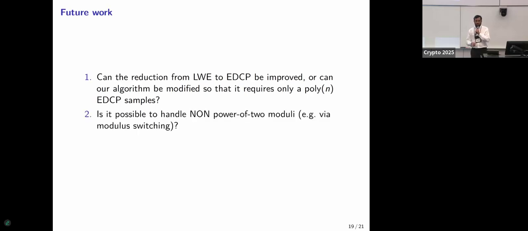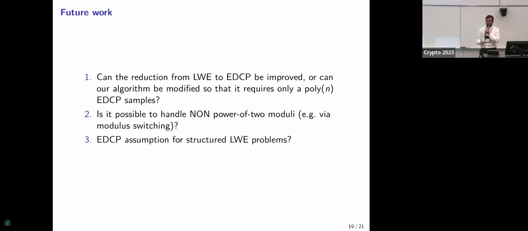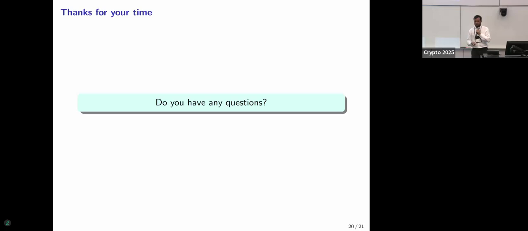And this algorithm only works when Q is a power of 2. Can we extend this to a non-power-of-2 modulus? And the last: since we have a reduction between LWE and EDCP, can we have some connection between structured LWE and some variant of EDCP, which is more efficient? And thank you. That's all.